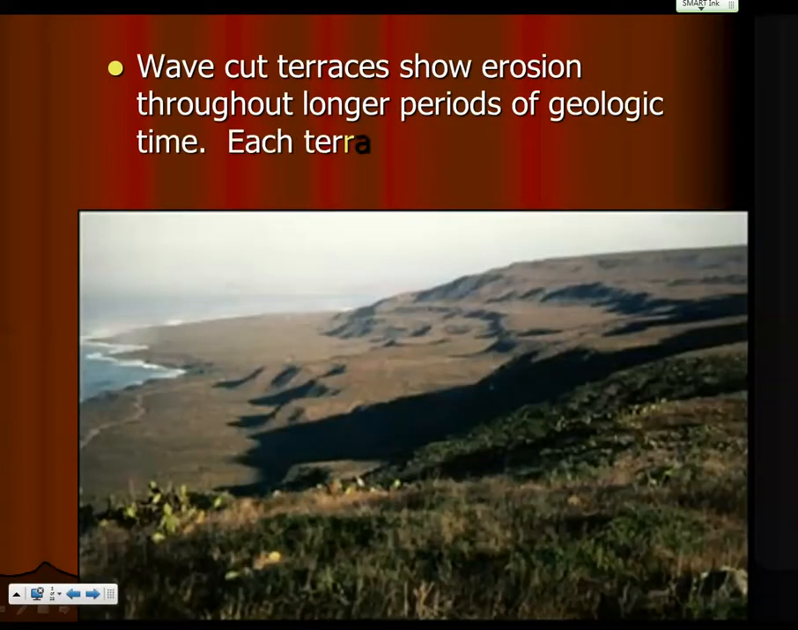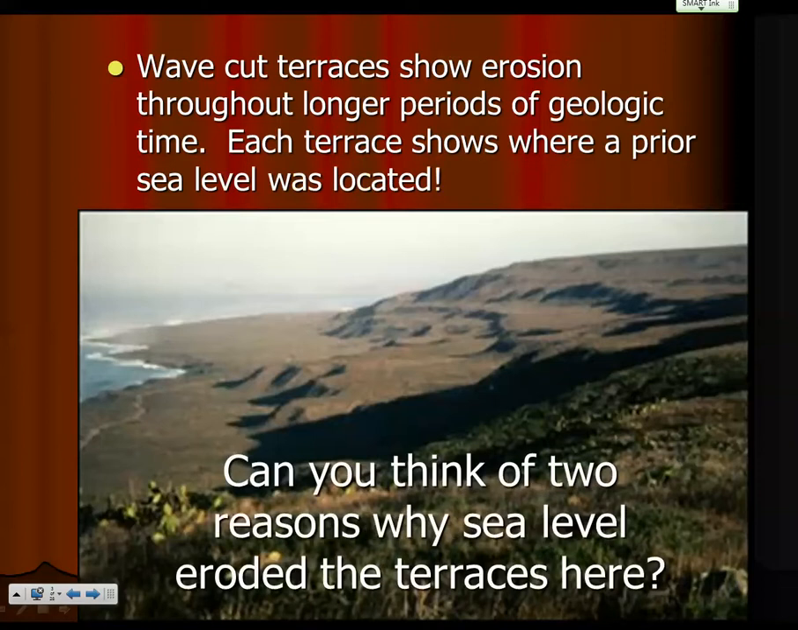This picture just shows some wave-cut terraces. This shows where sea level at one point used to be. And each terrace, each change in elevation here, was a previous shoreline. And this can happen for a few different reasons. Perhaps you could stop the video here and you could figure out what might make the wave-cut terraces at such higher elevations compared to where the sea level is in this picture now.